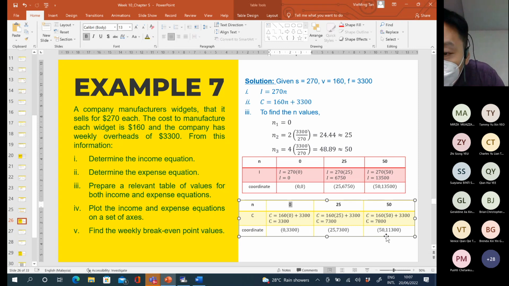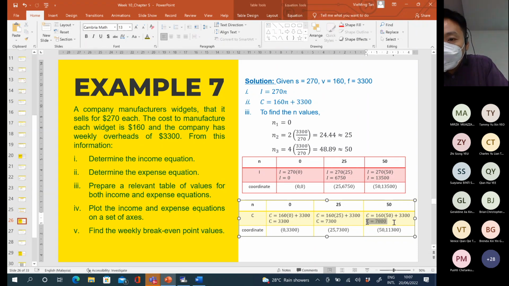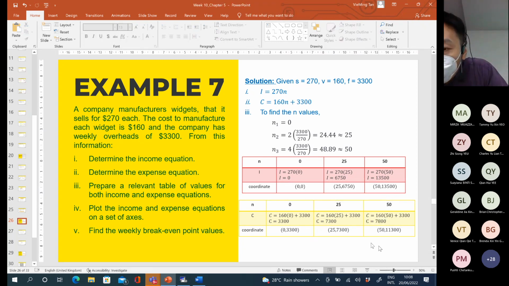Let us check the answer. Is that correct? 160 multiplied by 50 and then plus 3,300. Can somebody help me to check the answer for the third C value? Is that equal to 7,800 or equal to 11,300? Which one is correct?